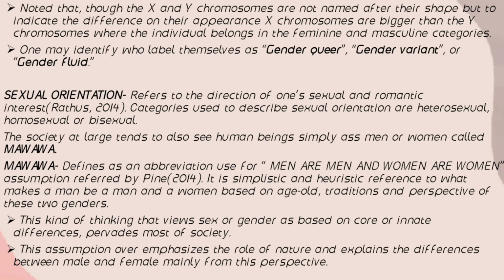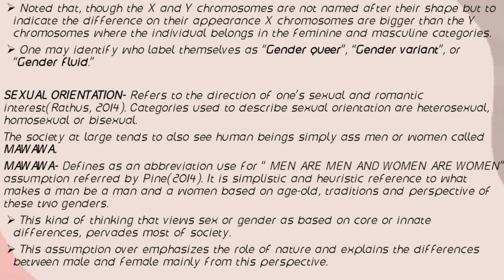Sexual orientation refers to the direction of one's sexual and romantic interest, according to Ramos 2014. Categories used to describe sexual orientation are heterosexual, homosexual, or bisexual. Let us now categorize and describe the three sexual orientations. Heterosexual means we are attracted to people of the opposite sex, while homosexual means we are sexually attracted to people of our own sex, while bisexual is an attraction to more than one gender, or what we call in our term double blade.